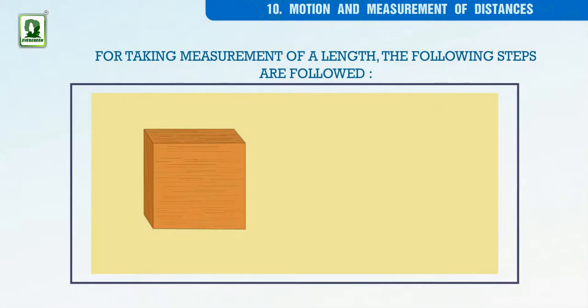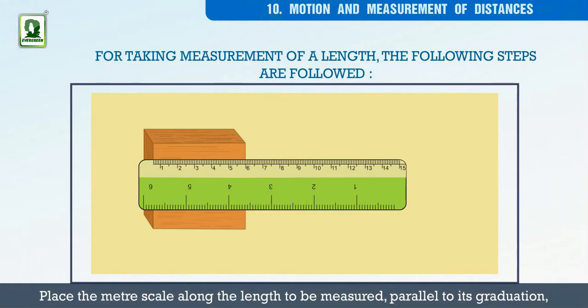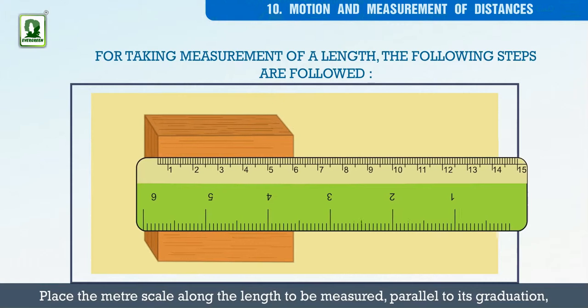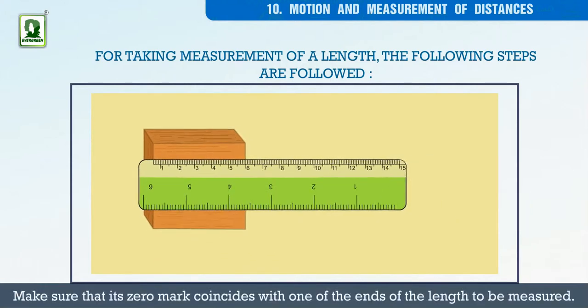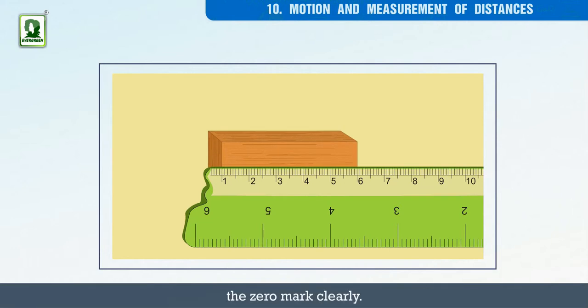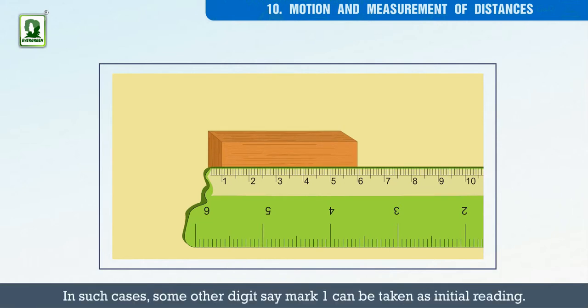For taking measurement of a length, the following steps are followed. Place the meter scale along the length to be measured, parallel to its graduation. Make sure that its zero mark coincides with one of the ends of the length to be measured. In some scales, the ends may be broken, and you may not be able to see the zero mark clearly. In such cases, some other digits, say mark 1, can be taken as initial reading.